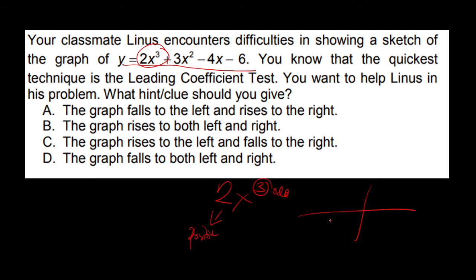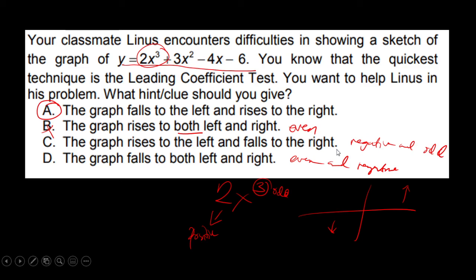So, the end behavior will be falling to the left and rising to the right. Okay? So, where is that? Letter A, the graph falls to the left and rises to the right. That is the correct answer. Then this one, the graph rises to both. Oh, there is a both again. So, this means even. Wrong. Letter C, the graph rises to the left and falls to the right. This is negative and odd. Okay? The graph falls to both left and right. So, this is even and negative. So, letter A is the correct answer. So, that's how you describe the end behavior of a given polynomial function.